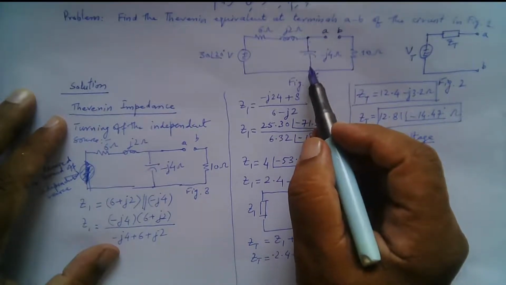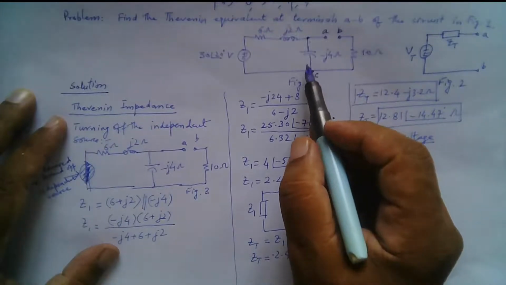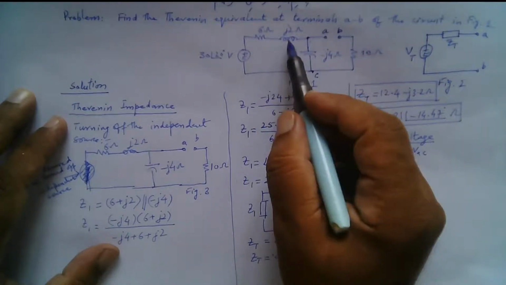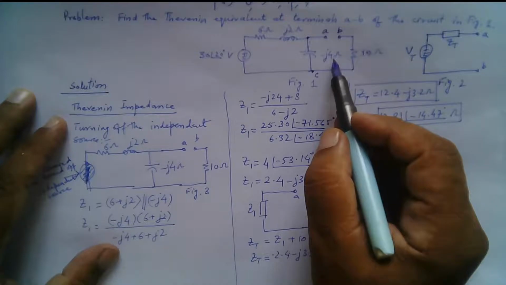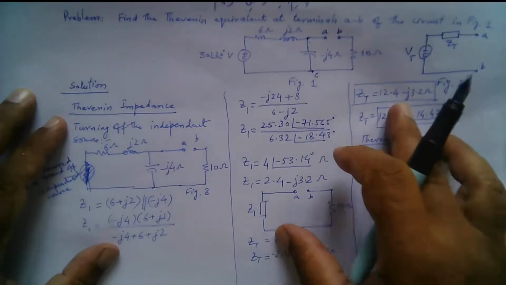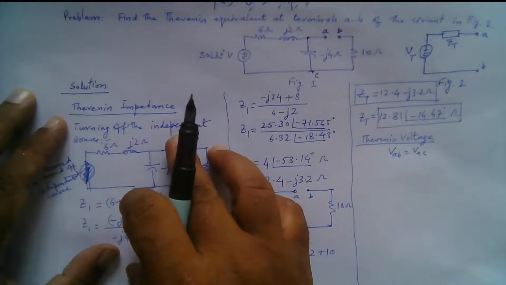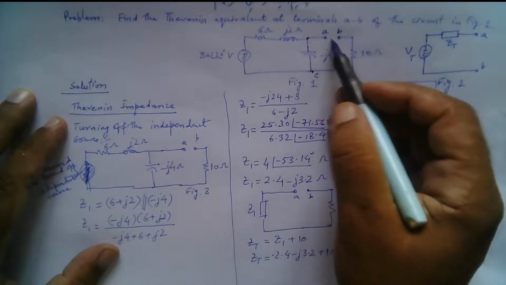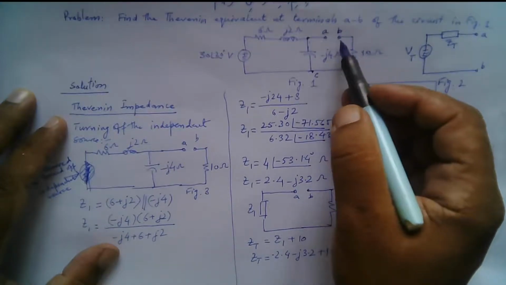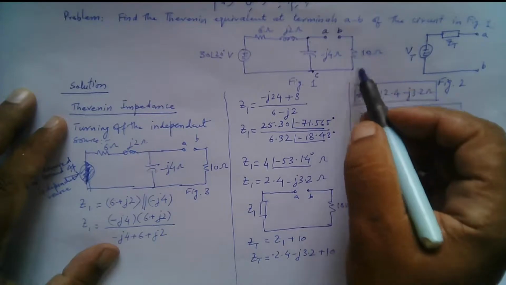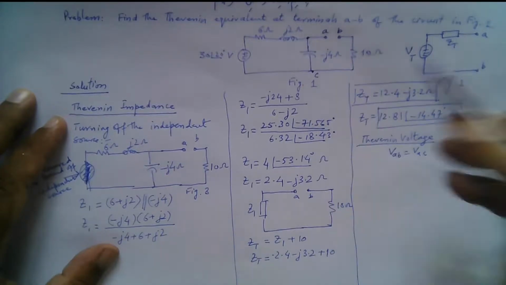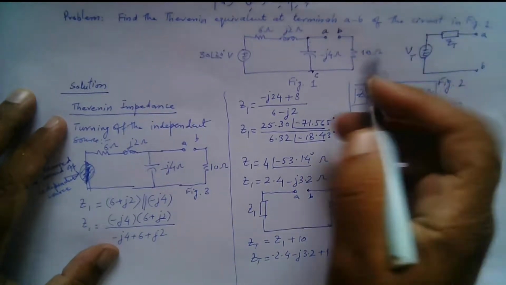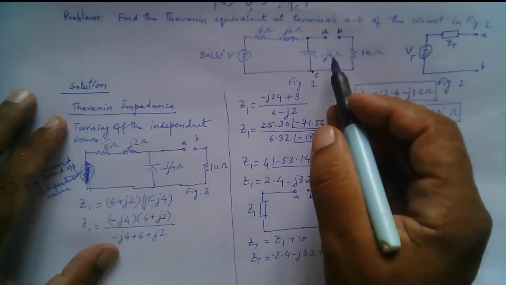This can be done in many ways. One of the methods is using the voltage division, because when this terminal is open, then 6 plus J2 is in series with this minus J4. And remember, we do not make this assumption when we are calculating the Thevenin impedance. When we are calculating the Thevenin impedance, we assume that there will be a load connected here across these terminals. So in that case, we do not assume that this resistance is out of the circuit, right? This assumption is only made, or this method is only used, when we are finding the Thevenin voltage, right?